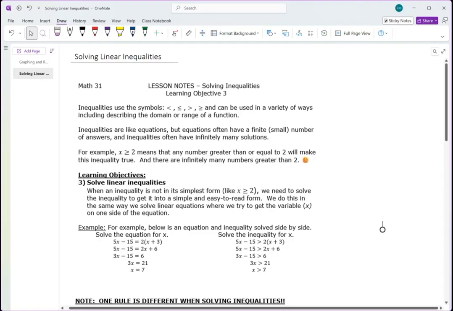Hello, it's Rochelle. The purpose of this video is to go over solving inequalities. In a previous video, we talked about how to rewrite inequalities, or how to graph them and rewrite them in interval notation. Now we're going to look at solving linear inequalities.